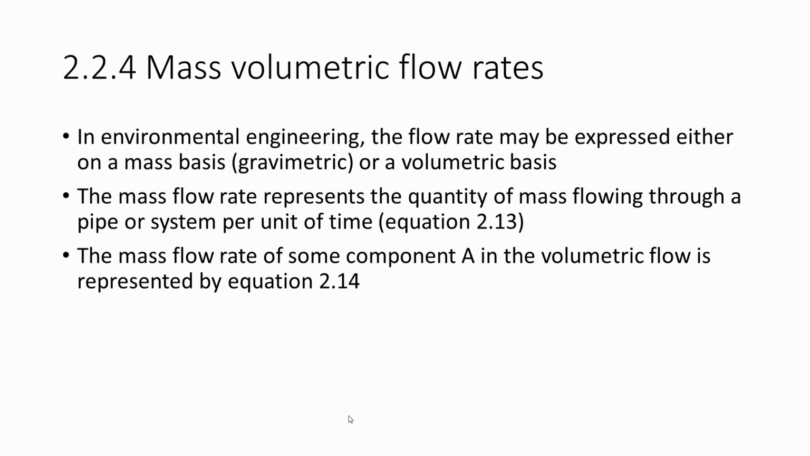2.2.4 Mass volumetric flow rates. In environmental engineering, the flow rate may be expressed either on a mass basis, which would be called gravimetric, or a volumetric basis. The mass flow rate represents the quantity of mass flowing through a pipe or system per unit of time, as shown in equation 2.13. The mass flow rate of some component A in the volumetric flow is represented by equation 2.14. Please refer to these equations in your textbook.